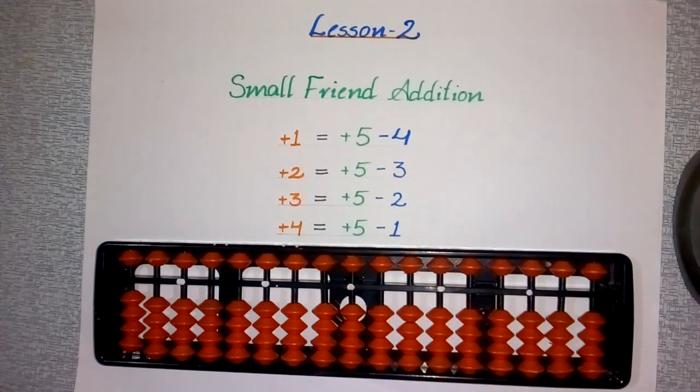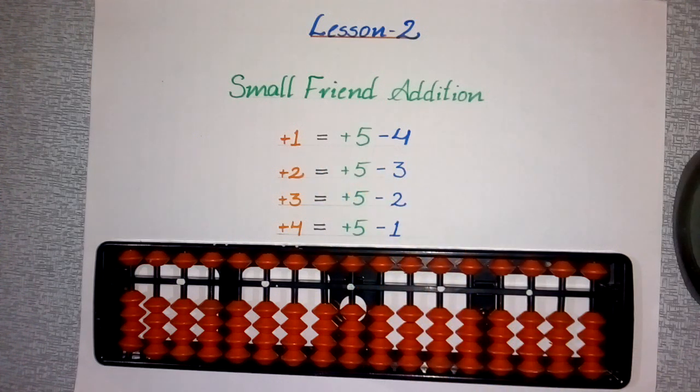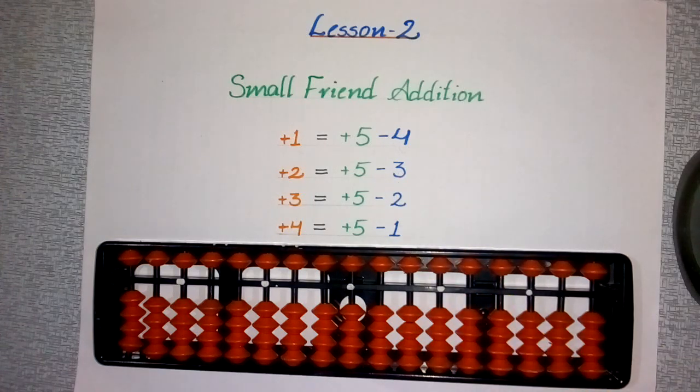Like that, 1 and 4 are small friends of each other. Similarly, 2 and 3 are small friends of each other. So for the addition of 1, it becomes plus 5 minus 4.